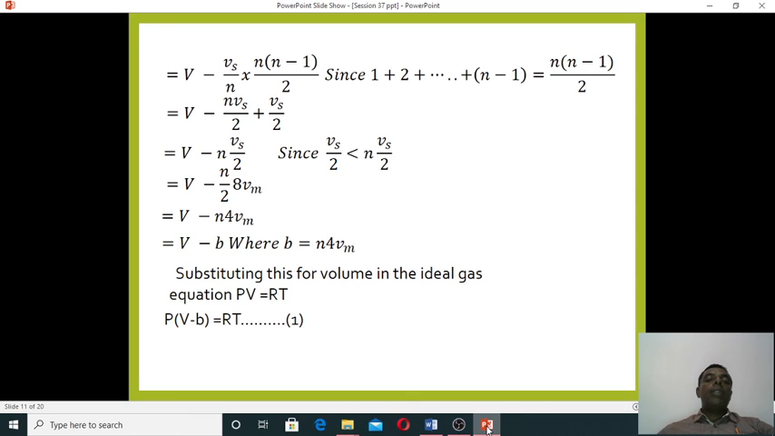So 8 into Vm: 2 1s are 2, 2 2s are 4, you will get 8. Then V minus n by n4 by Vm, where n4 into Vm is taken as one constant called B, which is called the van der Waals constant. Substitute it in the perfect gas equation: instead of V, you substitute V minus B. Then the equation becomes P into V minus B is equal to RT.